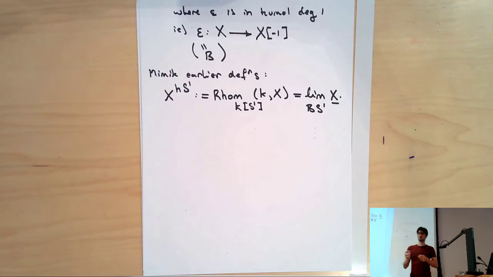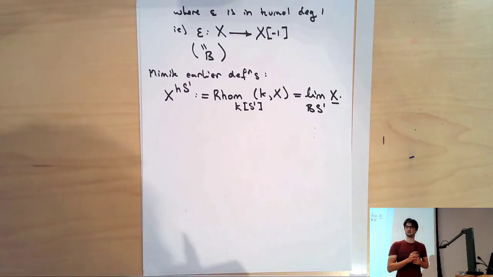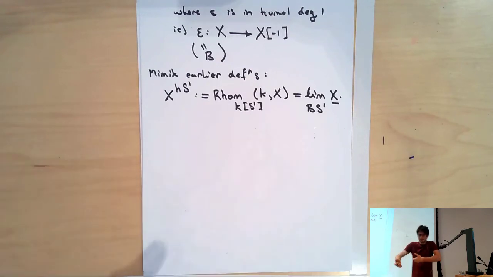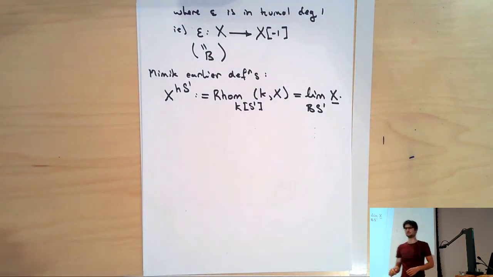Yes? So does being a module over K[epsilon]/epsilon squared also capture the Cn action? Yes. Somehow they're the same up to homotopy.